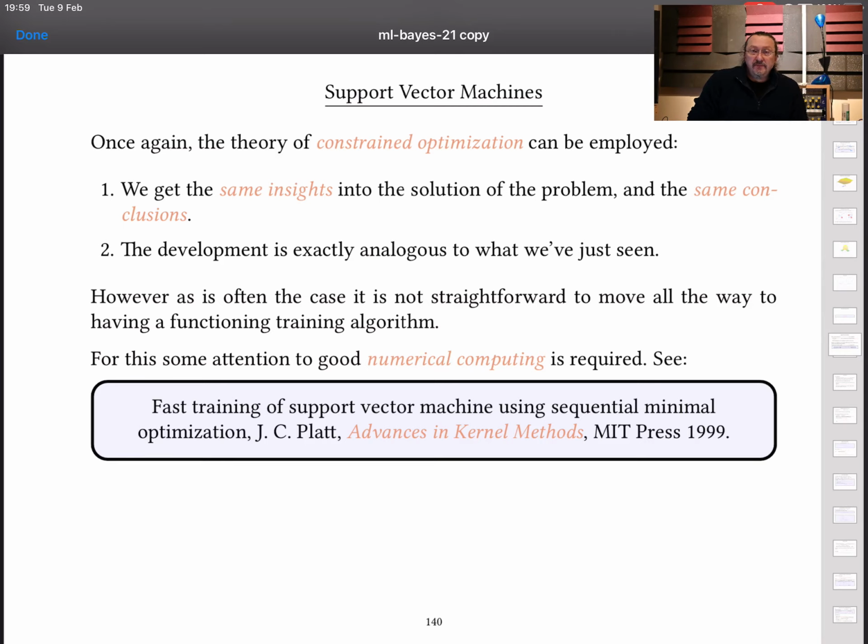And as I've already mentioned, I'm not going to go into the details of how you do that using numerical methods, but I will give you here the fundamental paper that discusses sequential minimal optimization, which is the basic way of implementing this constrained optimization problem in order to train a support vector machine.